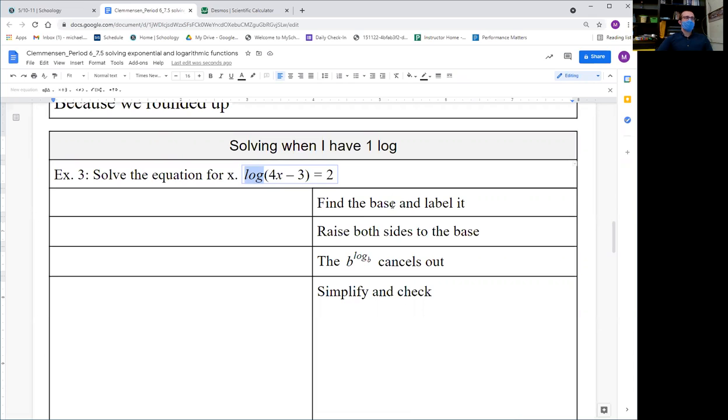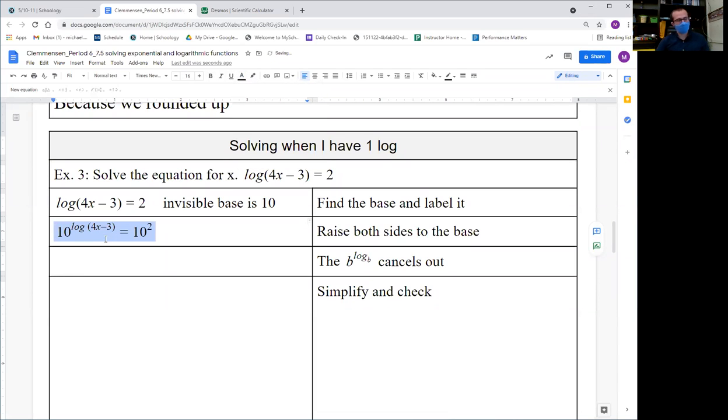To do that, I first find my base and then label it. I want to remind everybody that we have an invisible base of 10 whenever we don't see a base. Whenever there is nothing down there, there's an invisible 10. Just like when we have our x value and we're trying to find an exponent, there's an invisible 1 exponent. Next thing I'm going to do is raise both sides to the base. So I raise this side to the 10 and this side to the 10, right like this.